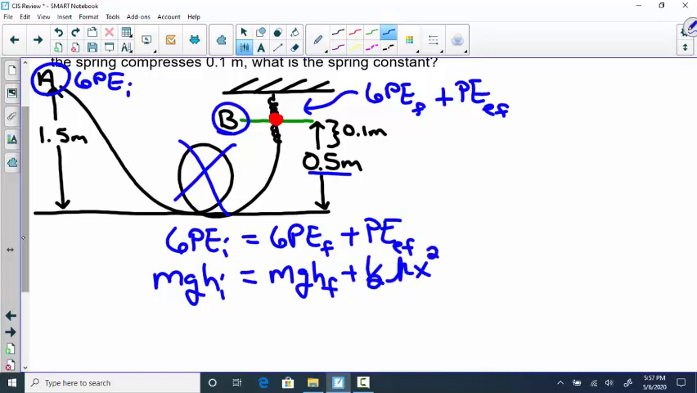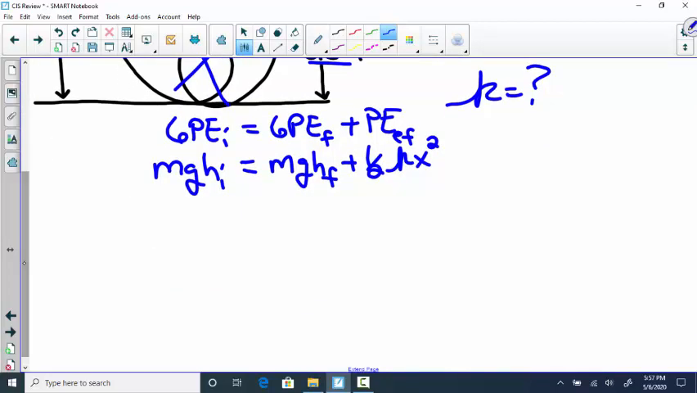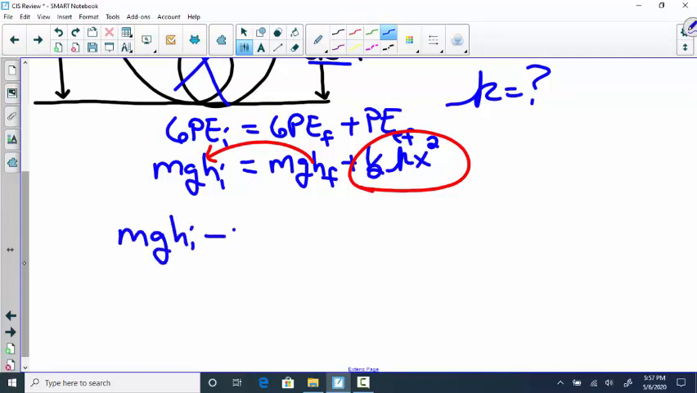kx squared. And essentially what we're looking for here is, what is k? That's ultimately what we're trying to find. Just realize, because mass is not in every single term, mass does not cancel out. But what I want to do mathematically is isolate this term, so I'm going to bring this to the other side of the equation. So I'll get mgh initial minus mgh final equals 1/2 kx squared.